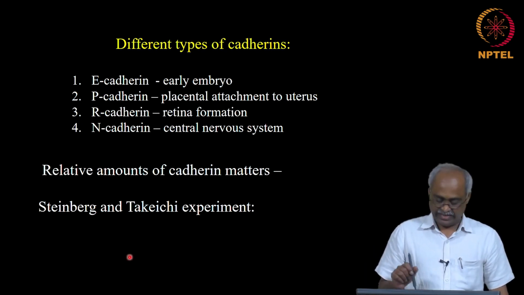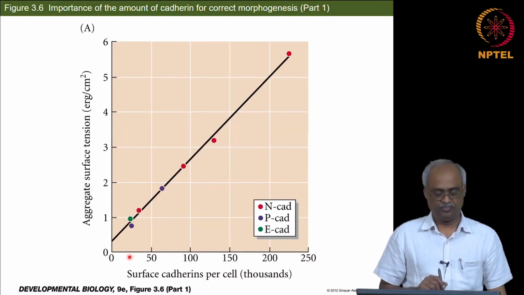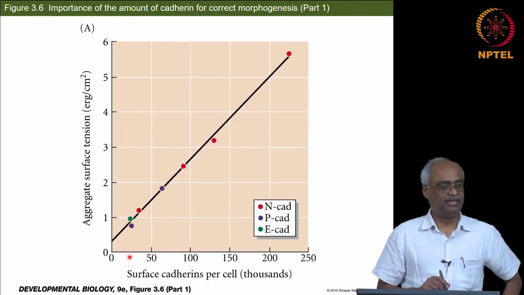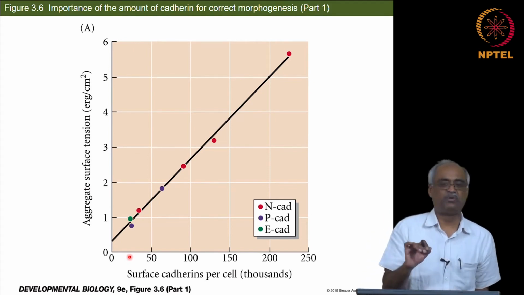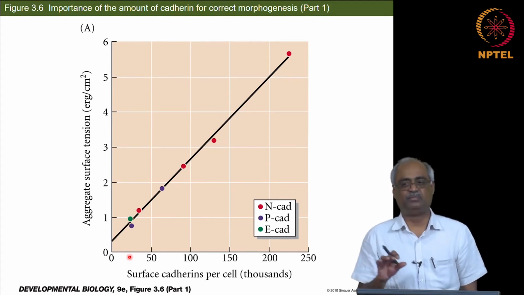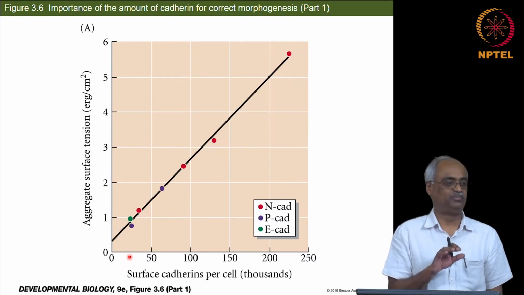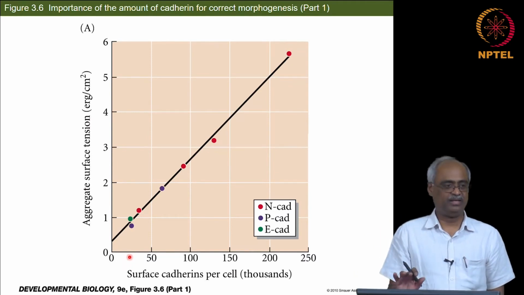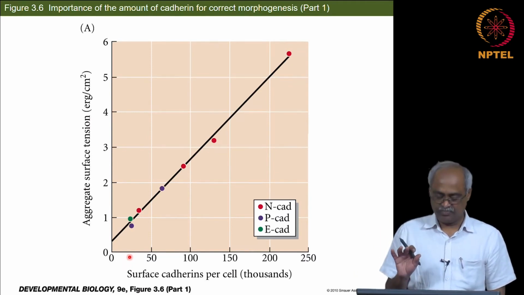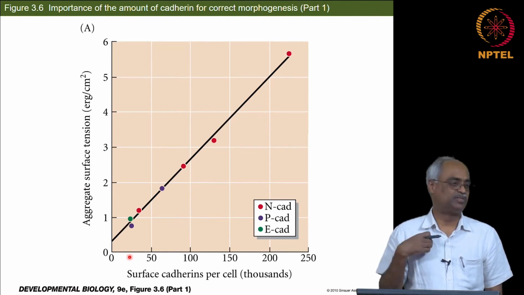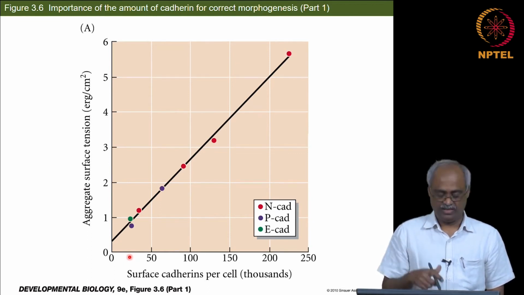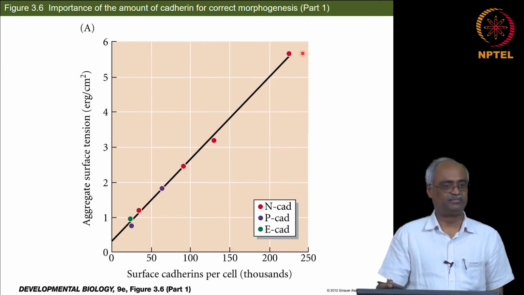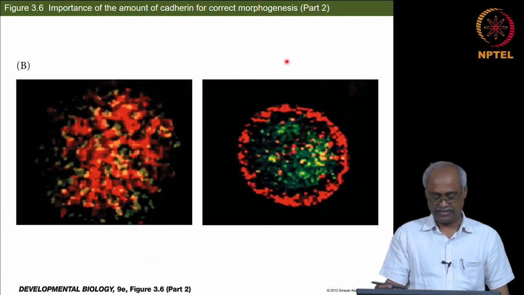So, they did a series of experiments, we are going to look at one of them. Here they took the same kind of cells, okay. So, genotypically identical cells and developmentally also the same fate cells. You express different amounts of a given cadherin, and then you find the aggregate surface tension linearly increases with that. And does that have a consequence? Yes, that is in the next slide.